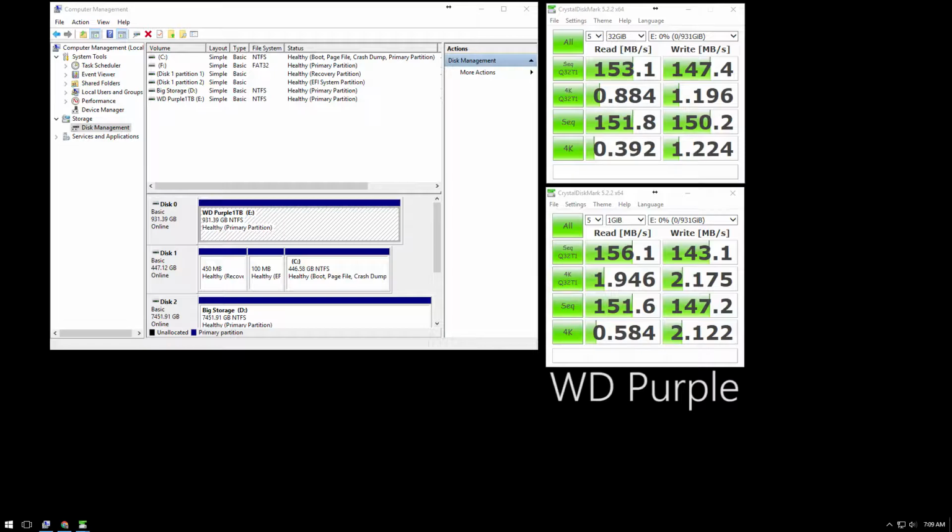So I guess the first question on everyone's mind is, how did the Western Digital Purple drive actually do? Here's the numbers right up on the screen. As we would expect, the sequential numbers are really, really good. That's what this drive is supposed to strive for. And the random reads and writes are okay, but not great. They're nothing special from any other mechanical drive I've ever used.